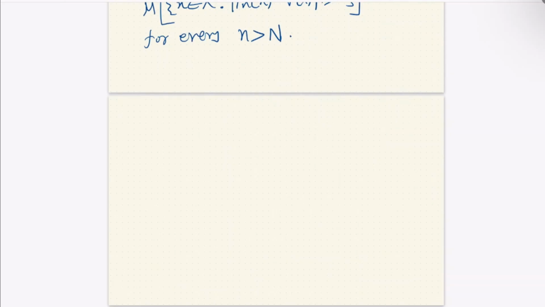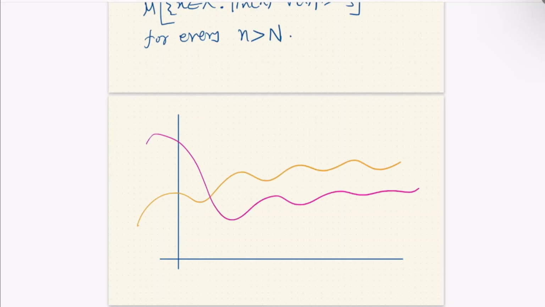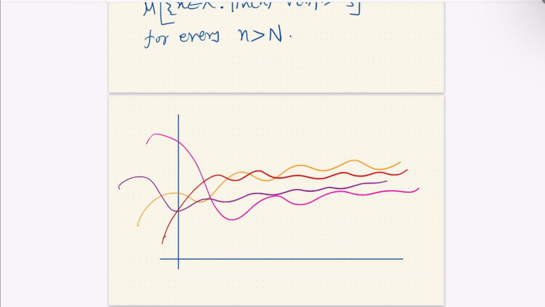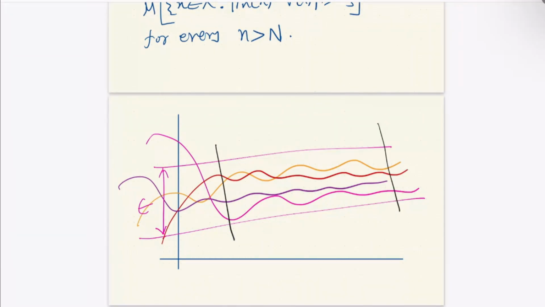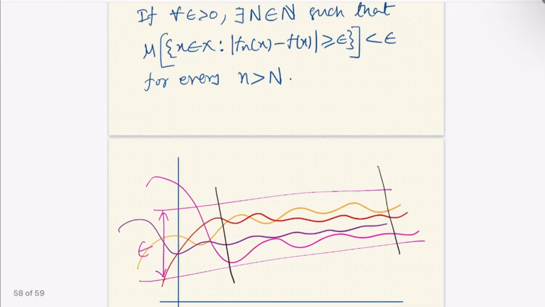Let me draw, as I used to draw from the very beginning. You have several functions, and you have some epsilon band here. Now you see some stage where all the functions are falling in. These are all the functions which are in the epsilon bound, but the functions which are out of the epsilon band are this one, those are like this.